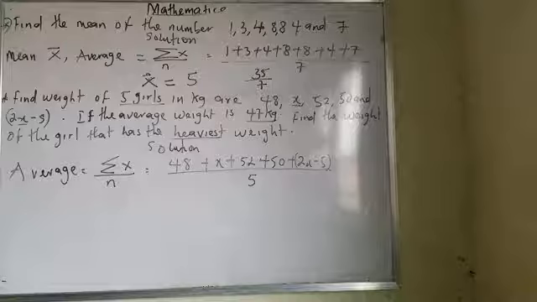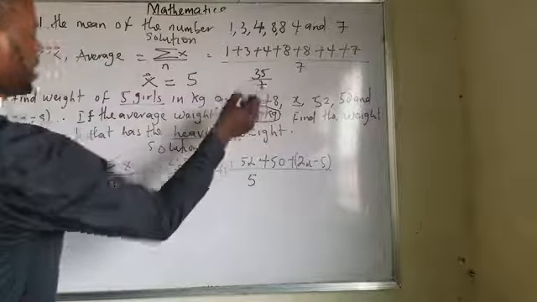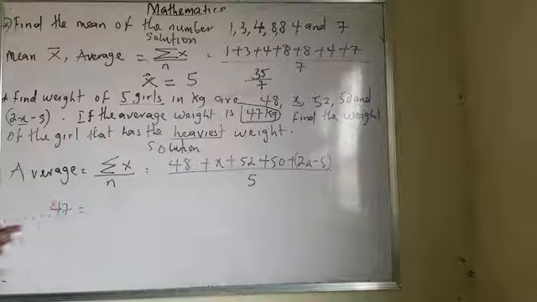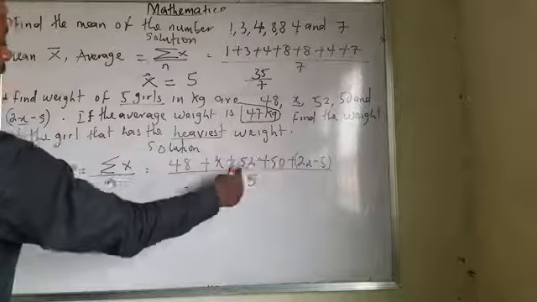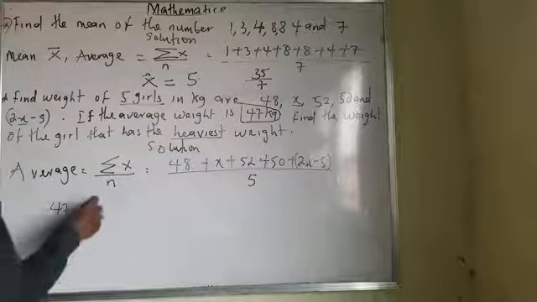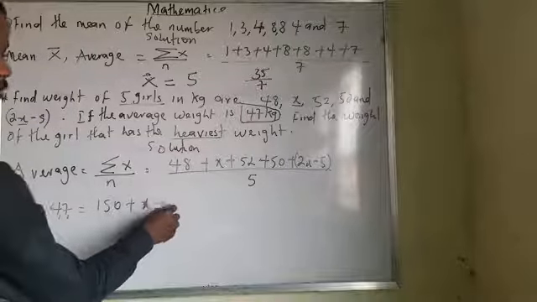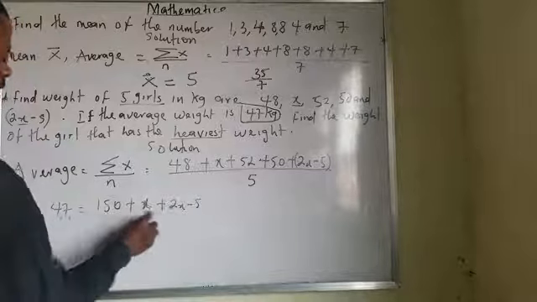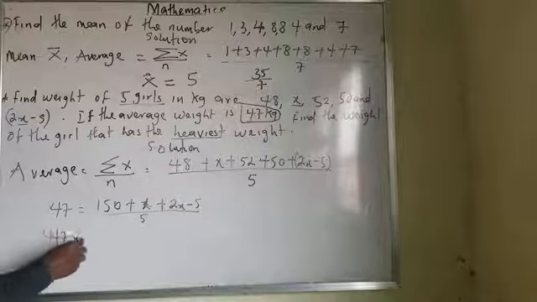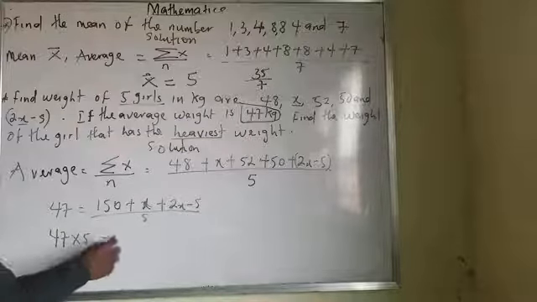Now, by so doing this, don't forget that my average is 47. It means 47 equals, when I add up this and this and this, that will be 102, plus 48, that will be 150. 150 plus x plus 2x minus 5, divided by 5. Now, I can say 47 multiplied by 5 equals, this take away this, that will be 145.